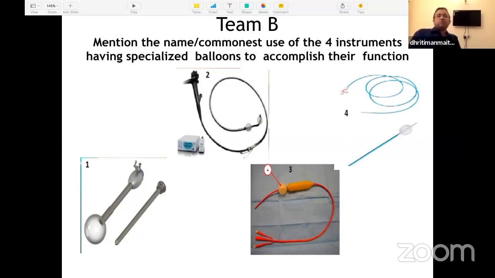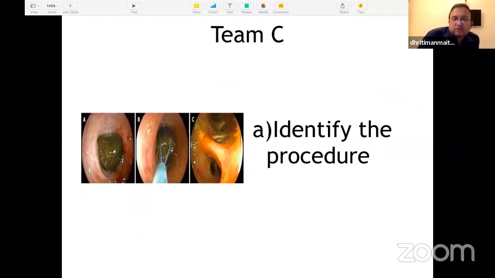Now this also nobody got. This is a direct choledocoscopy or cholangioscopy, and you are removing a stone by a Dormia basket by ERCP and choledocoscopy.